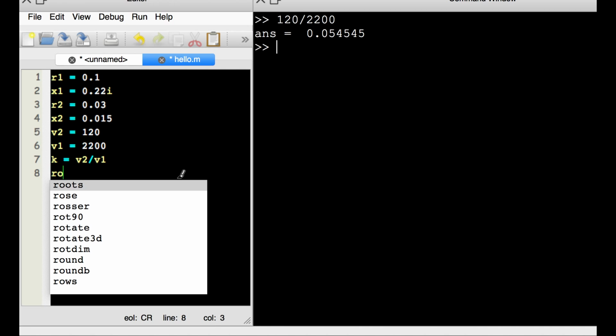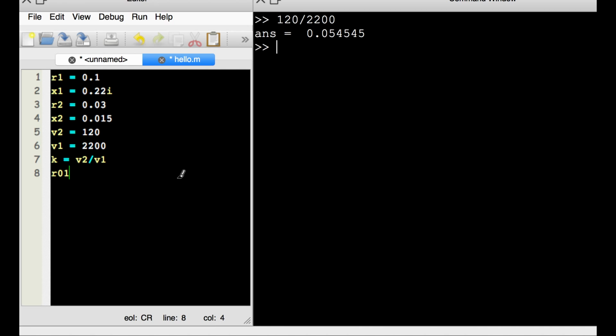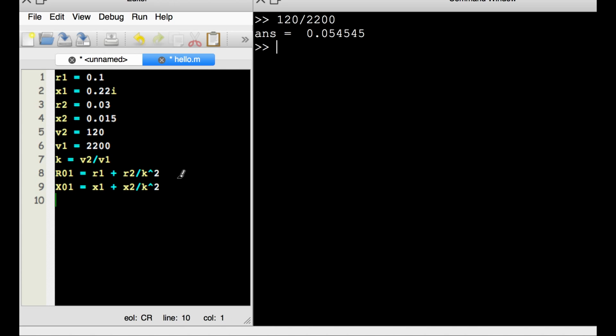Now R01, let me use capital R, is nothing but R1 plus R2 by K square. Similarly, X01 will be X1 plus X2 divided by K square. So it is just straightforward. Then Z01 will be R01 plus X01. So let's run this code.